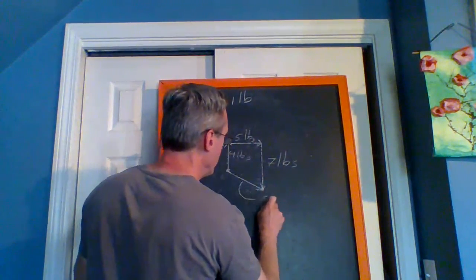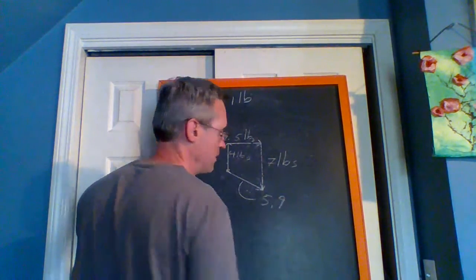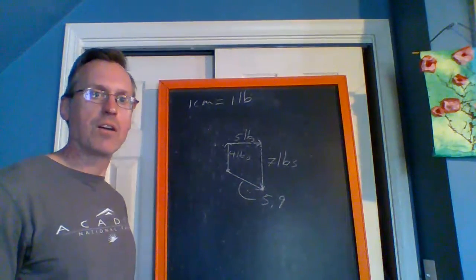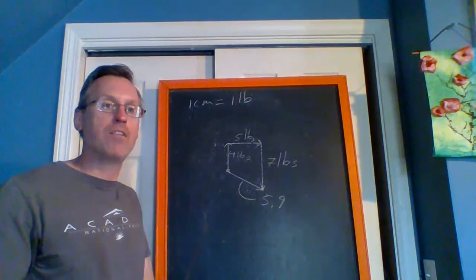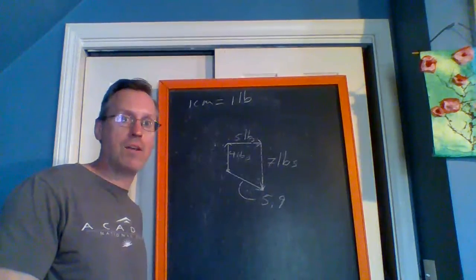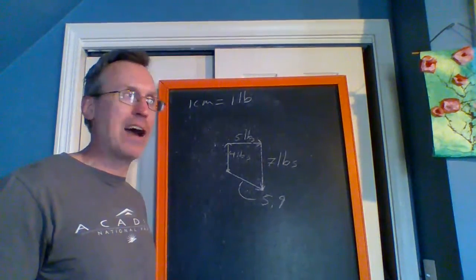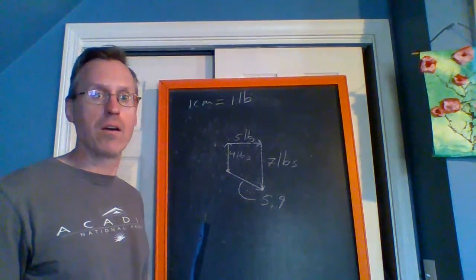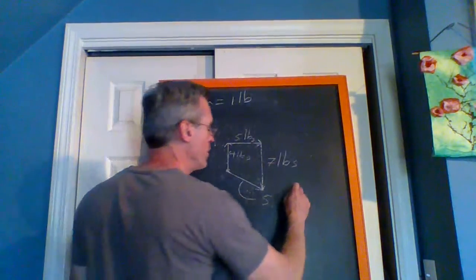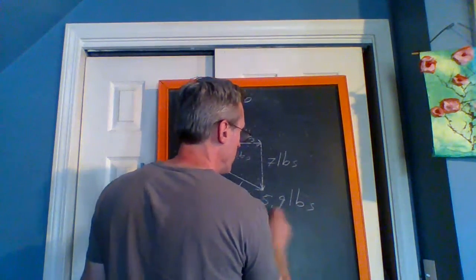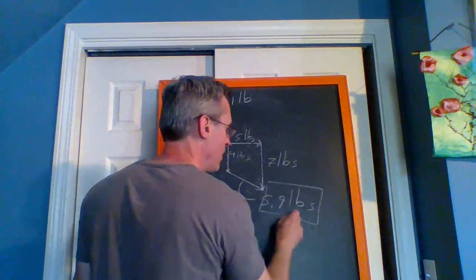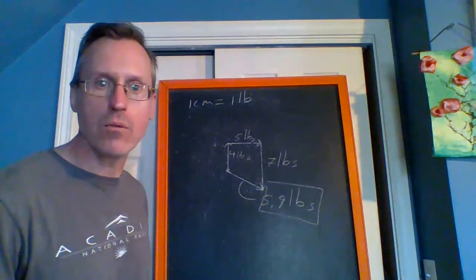I'm going to go with 5.9. Okay? Now again, if you didn't get exactly 5.9, if you got 6, you're okay. If you got 5.7, you're okay. If you got 1, you're not okay. All right? So 5.9 pounds in that direction. That is my resultant. Tracking with me on that?